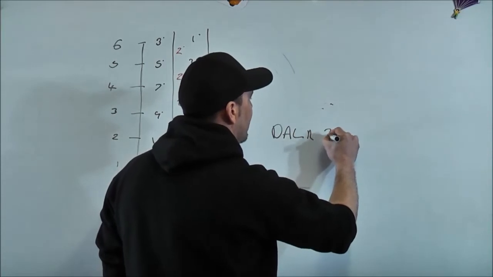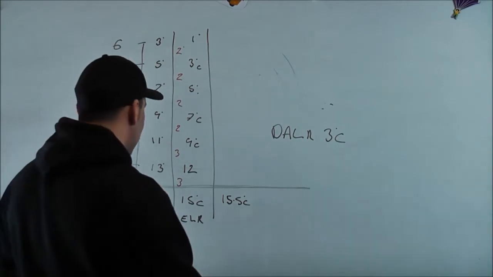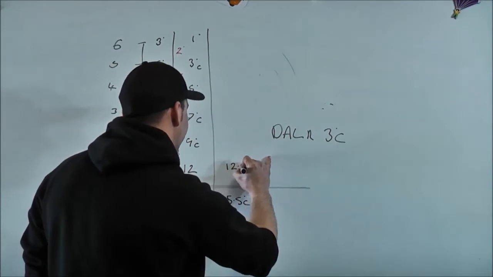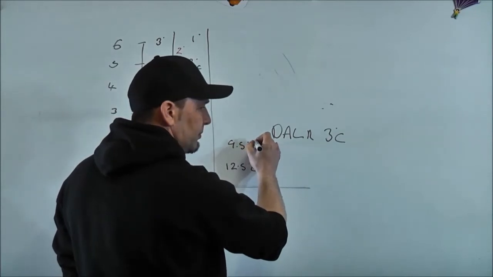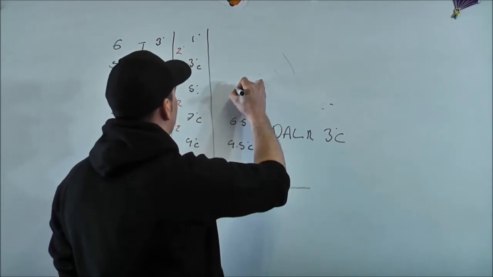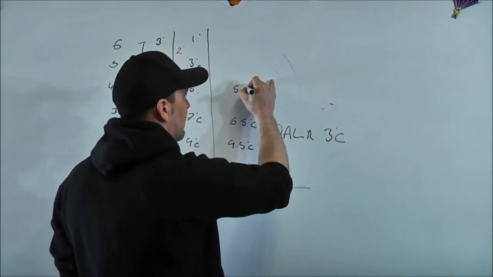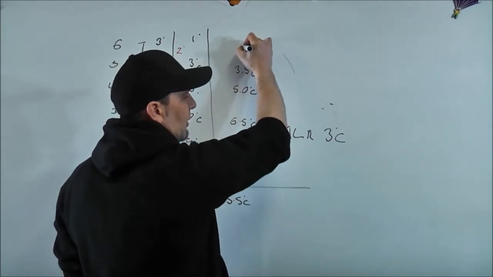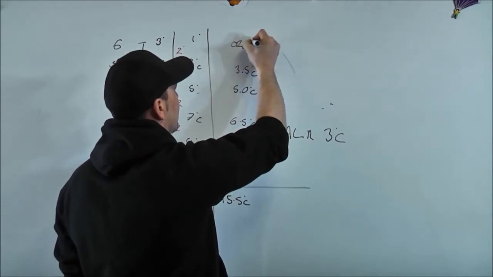the dry adiabatic lapse rate of 3 degrees C per 1,000 feet. And so the temperature here would then be, I'll make sure we got these right, 12.5 degrees C, 9.5 degrees C, 6.5 degrees C, 5 degrees C, 3.5 degrees C, and 2 degrees C.